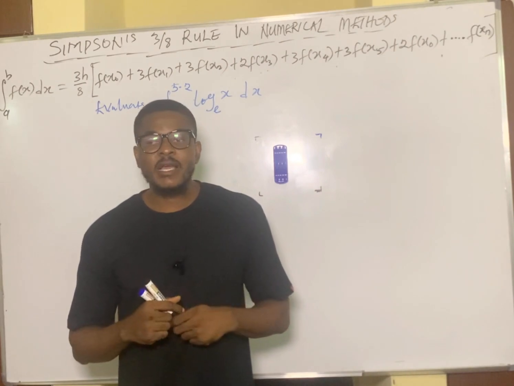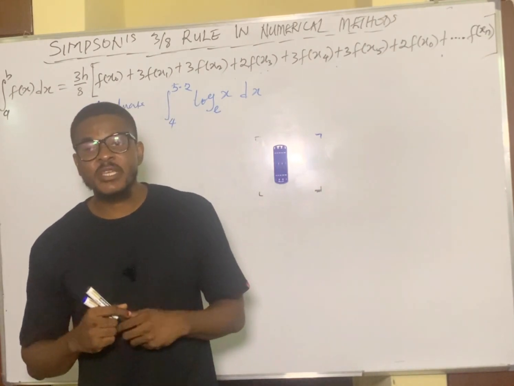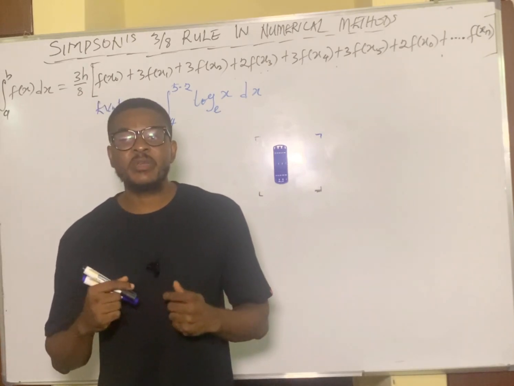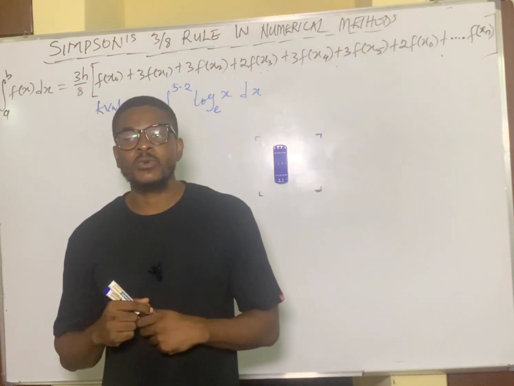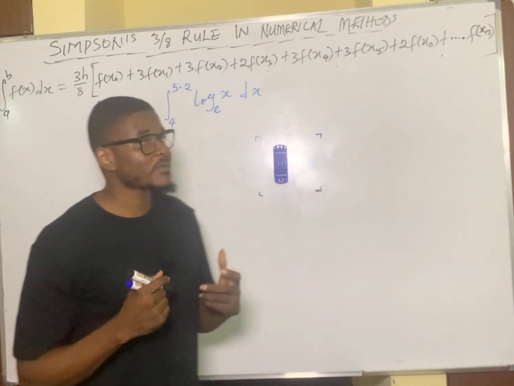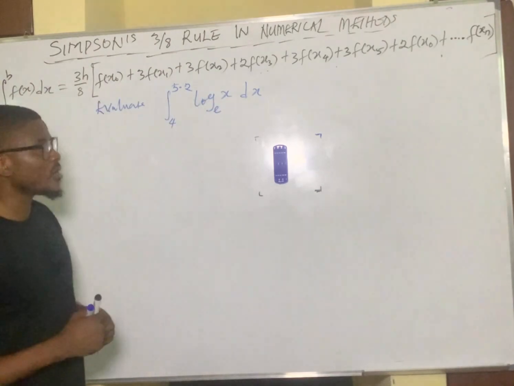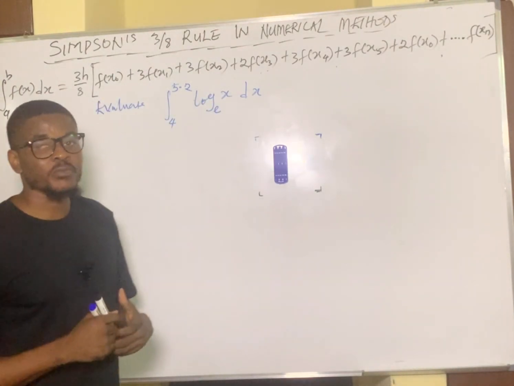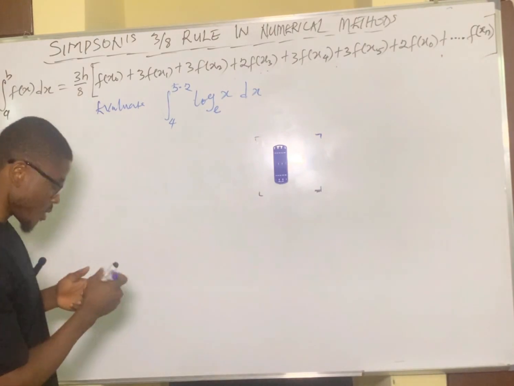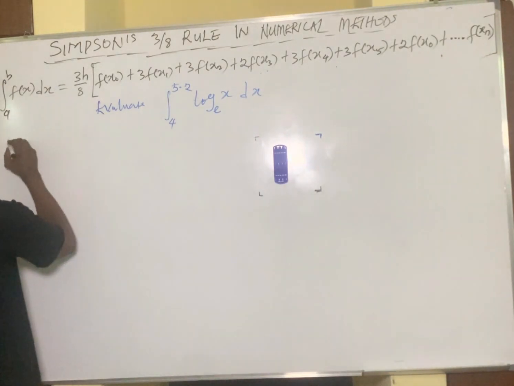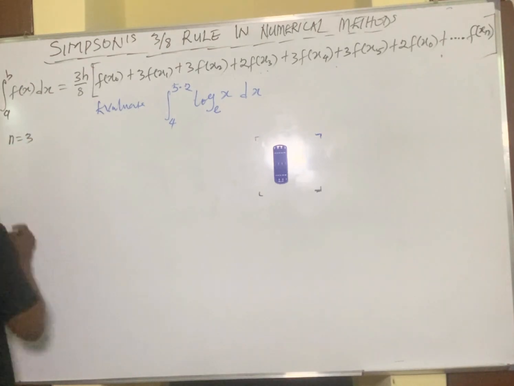In the first video I explained that we utilize the Simpson's 3/8 rule when our number of subintervals is a multiple of 3. And I also explained that in order to avoid the lengthiness of the Simpson's 3/8 rule formula, always take your number of subintervals to be equal to 3. So for this question, we are going to take n, the number of subintervals, to be equal to 3.